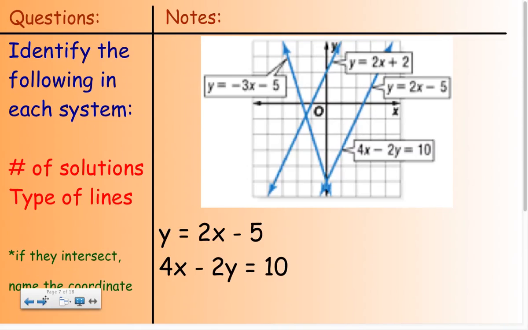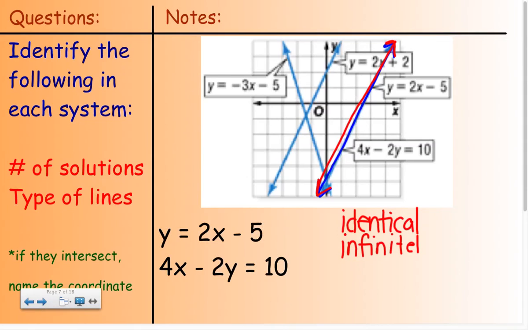And now we've got 2x minus 5, which is this one right here, and we've got 4x minus 2y equals 10, which again is this one right here. So these, since I drew the same line twice, they are identical. When lines are identical, there are infinitely many solutions.